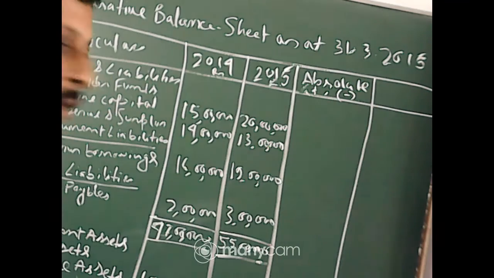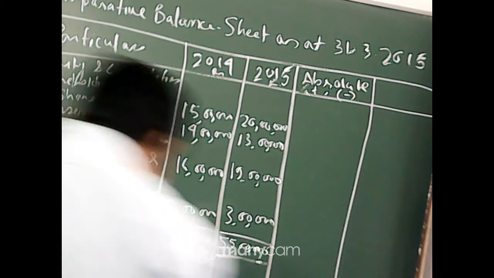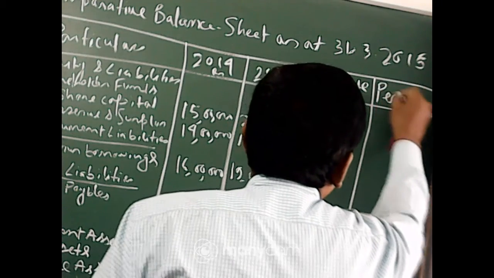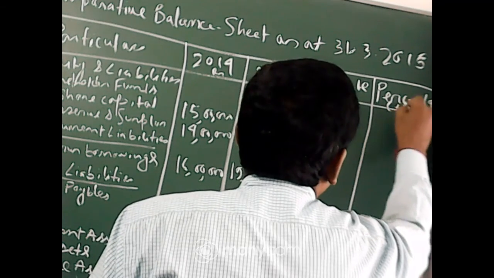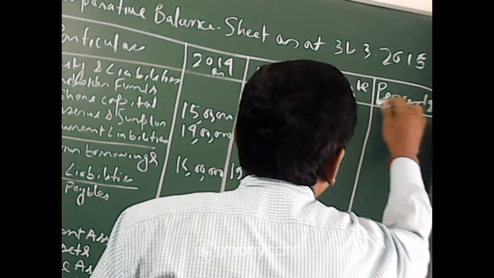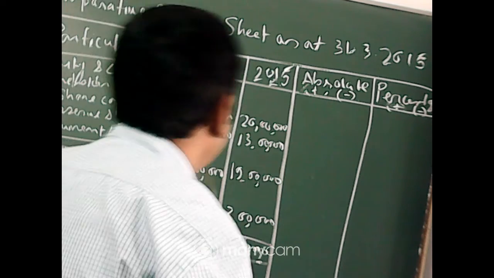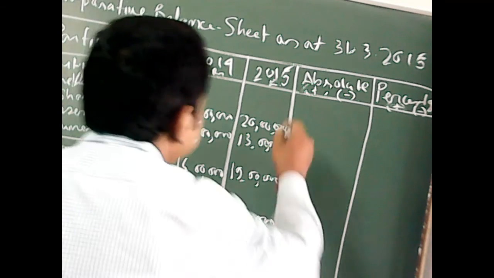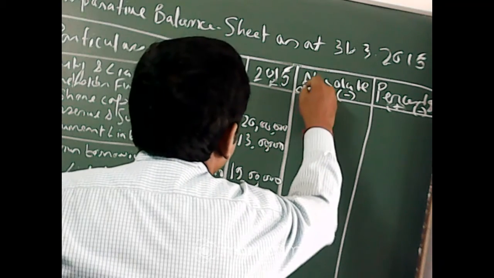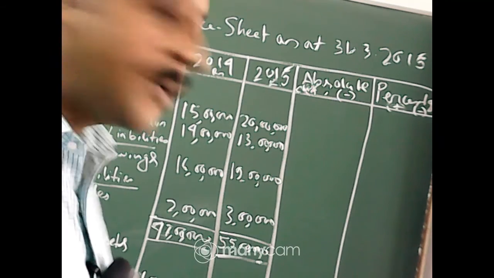Absolute change means the difference between two figures. What is the absolute change in the figures? And another we will do is the percentage, the change of the percentage. That can be an increasing percentage or a decreasing percentage. The absolute change can be positive or negative, it can be increased, it can be decreased, and the percentage can be increased or decreased.